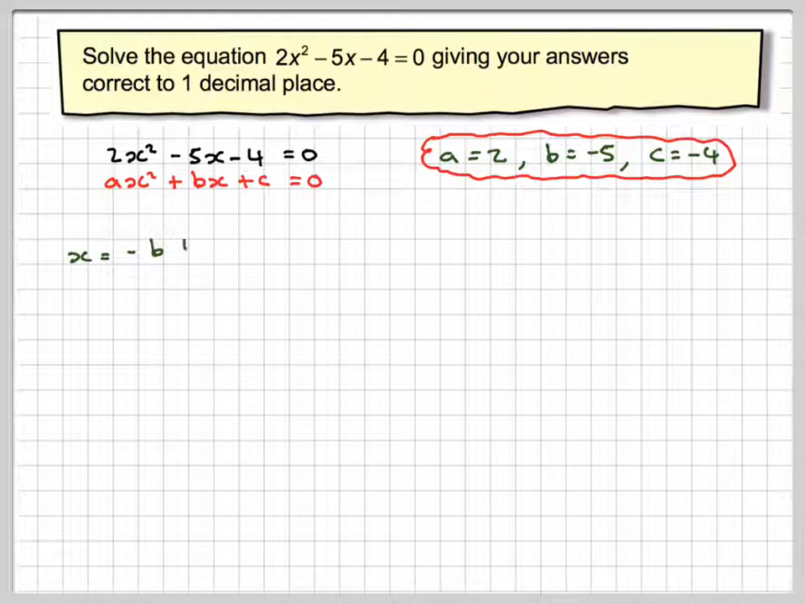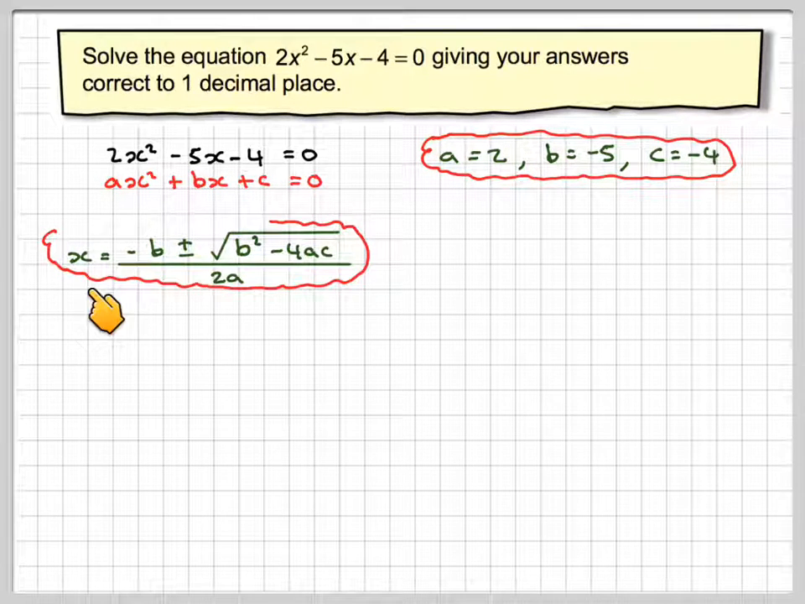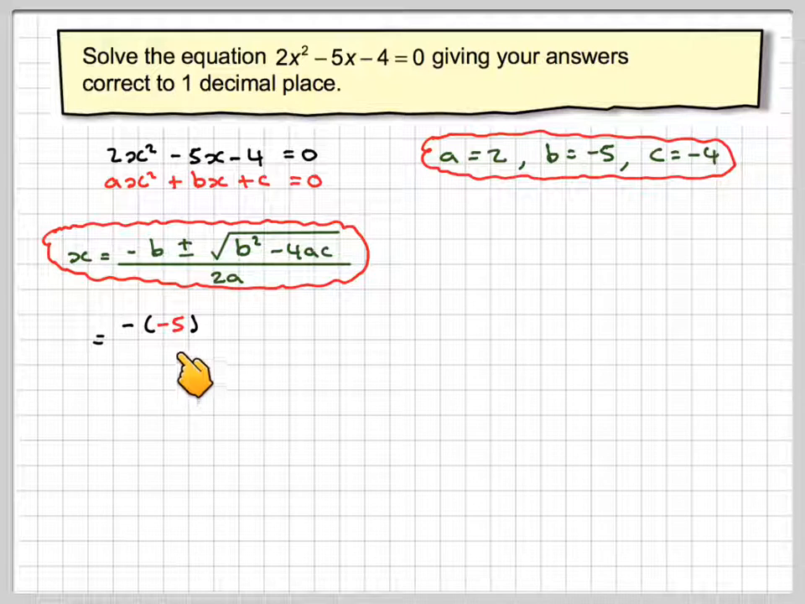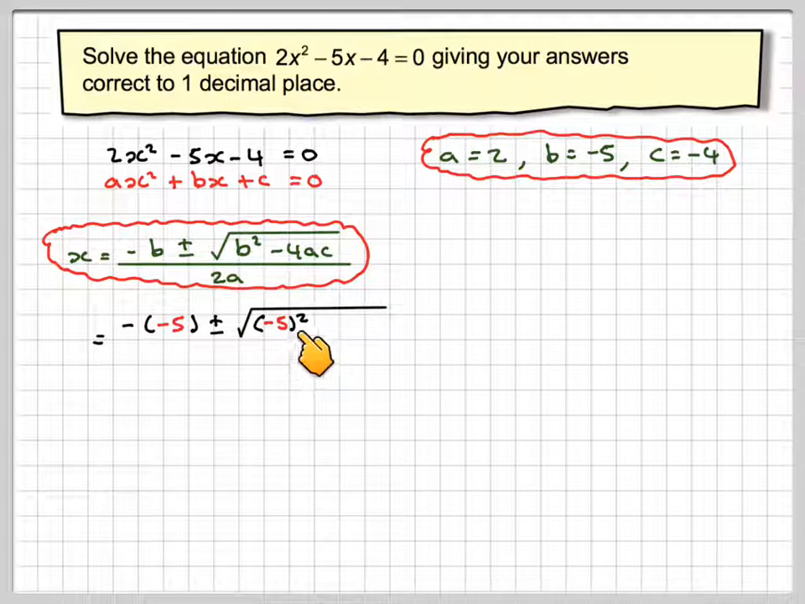And then write down the quadratic formula, which is x is equal to minus b plus or minus the square root of b squared minus 4ac, all over 2a. So substituting in, it's minus b, so minus 5, plus or minus minus 5 squared. Make sure you put that minus 5 squared into brackets, otherwise you'll get minus 25 when you square it.